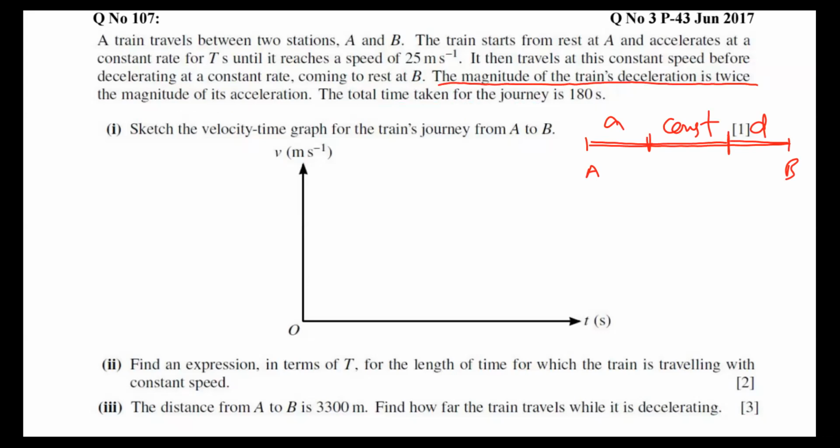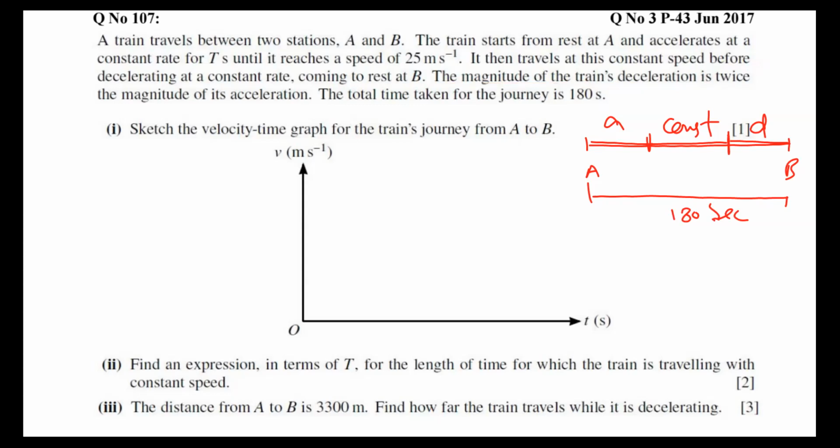So this is the most important thing. The magnitude of deceleration is twice. I want to tell you one thing: whether it is twice, thrice, 4 times or 5 times, I'm explaining this point, because if you don't understand this point, you can't solve the question. Impossible. So have a look here.